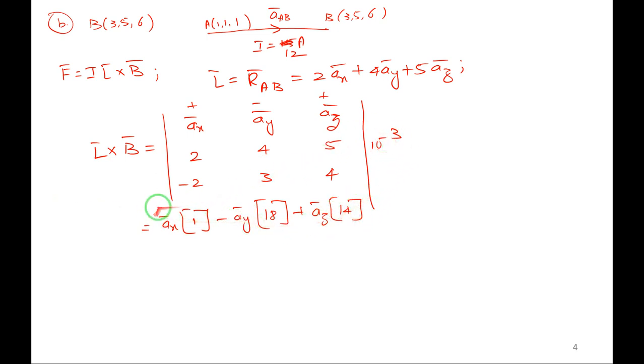So 10 power minus 3 is there, don't miss it. That is L cross B. Then multiply with I. F is equal to I L cross B, where I is 12 amps, so we multiply 12 directly: 12 aX minus 12 into 18, which gives 216 aY, then 12 into 14, so 168 aZ, into 10 power minus 3 newtons.